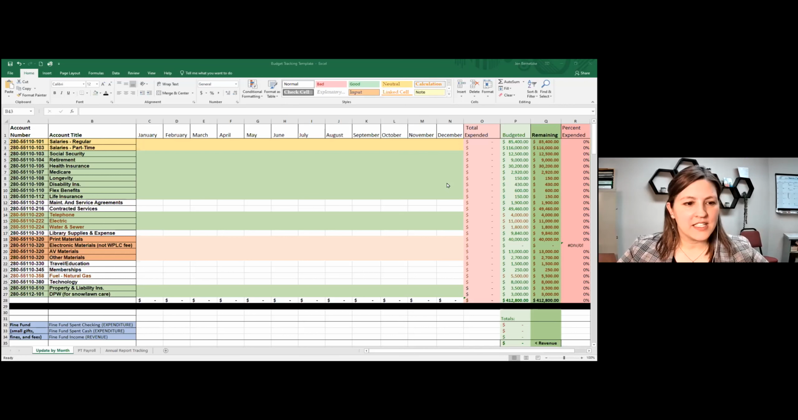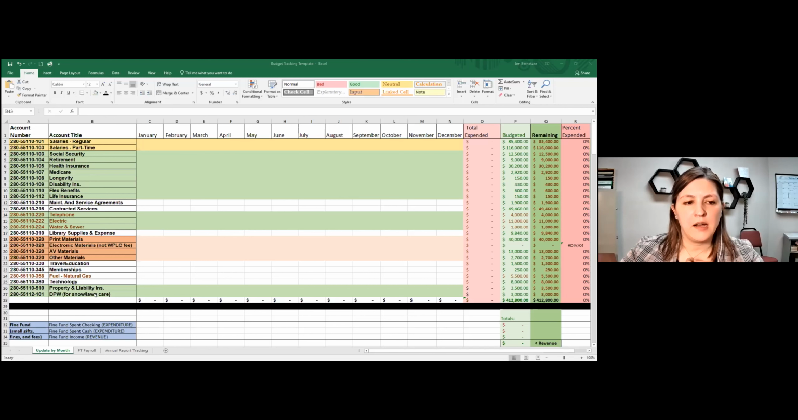So what we are looking at here is page 1 of my budget tracking template. And as you can see, down the left-hand side are all of my line items, my budget. And I color-coded everything for my own peace of mind, I guess. Yellow would be salaries and wages. Anything that's listed in green means that I needed to get it from my city. So all of the benefits, as well as most of my utilities.